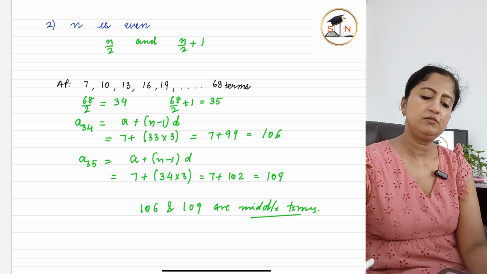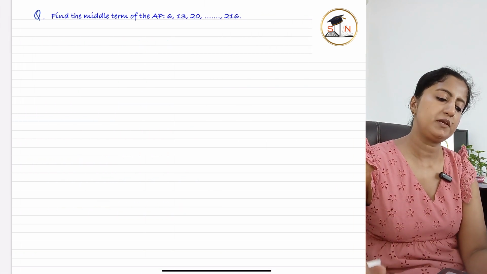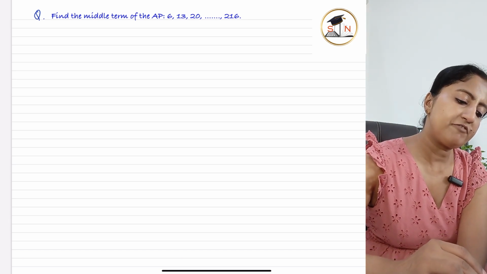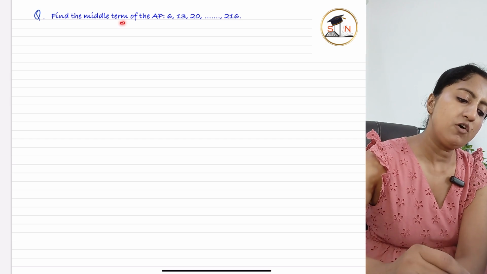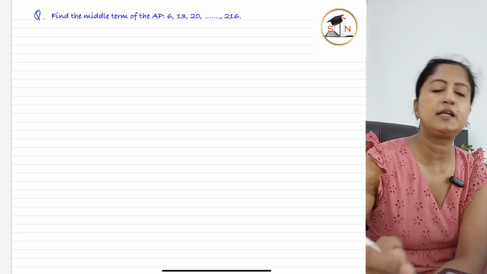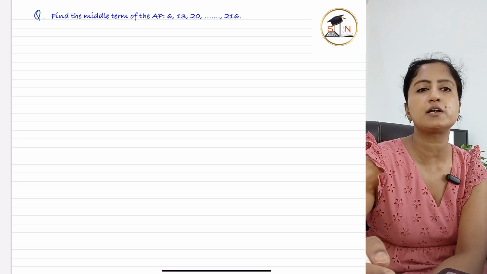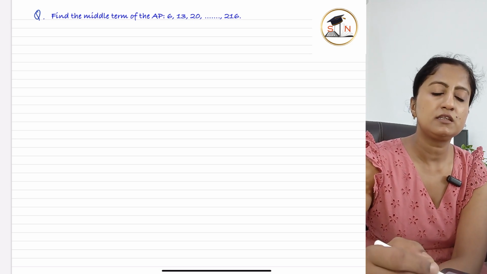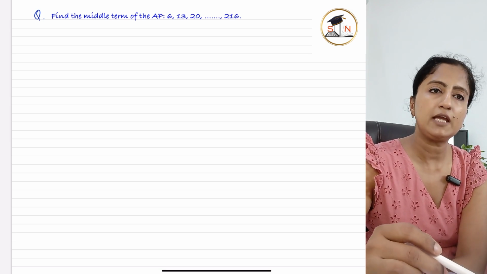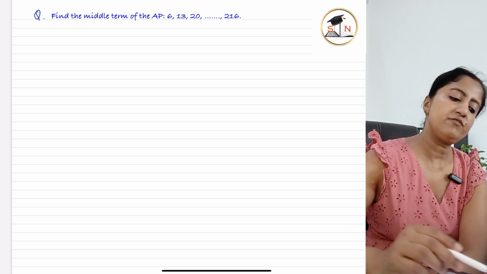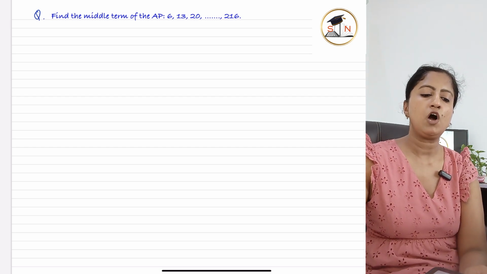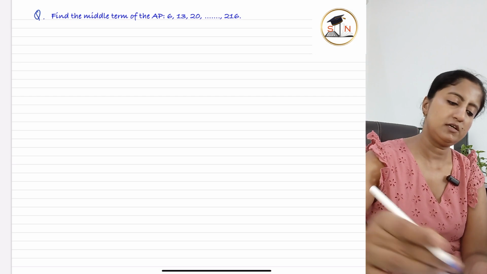Okay. Now let's do a question properly based on the middle terms. The question says, find the middle term of the AP 6, 13, 20 till 216. Now what is 216 over here? It is the last term. It is not a value of n, but it is your nth term. And we are supposed to find the middle term over here. We do not know how many terms this AP has, right?